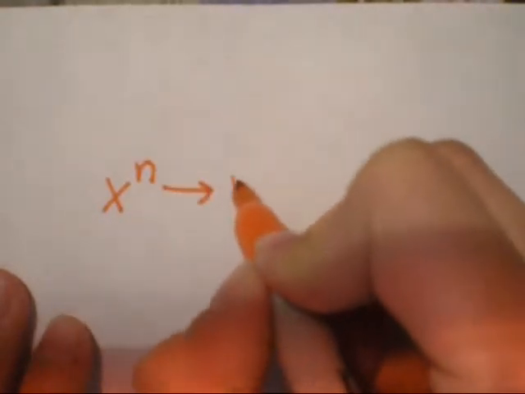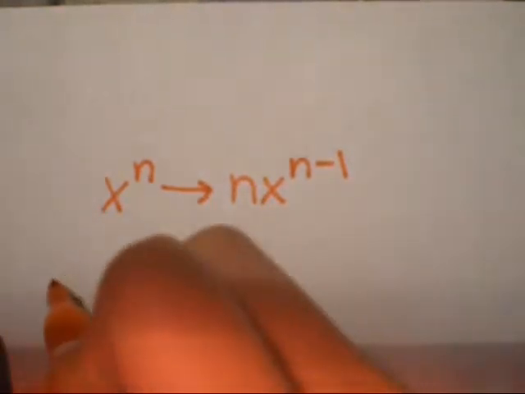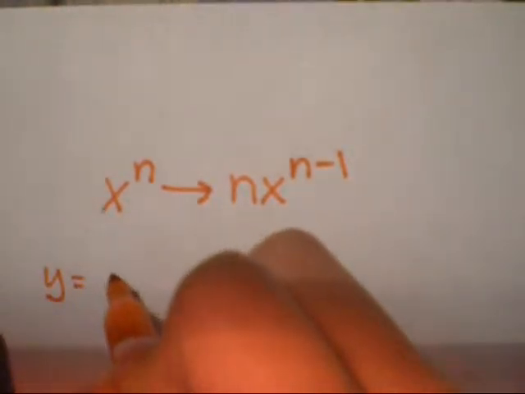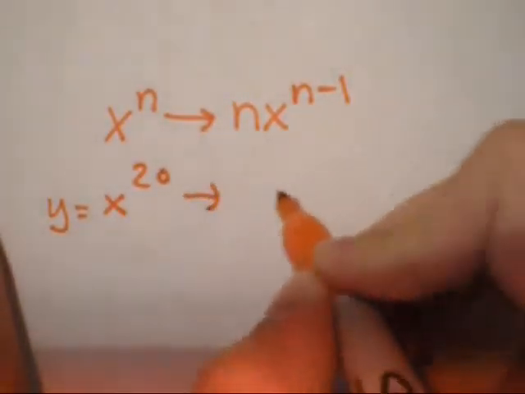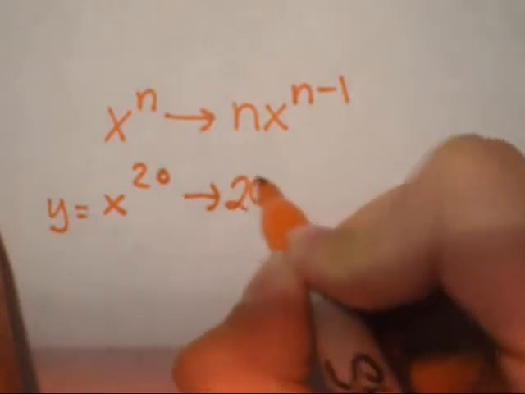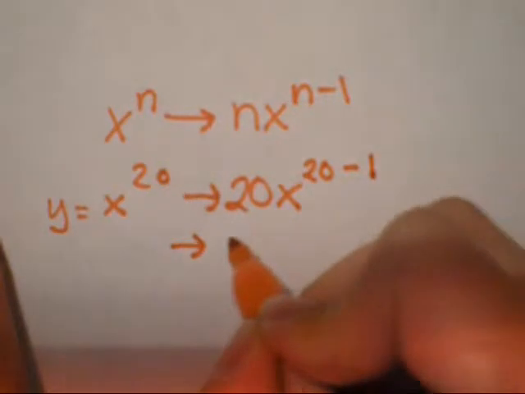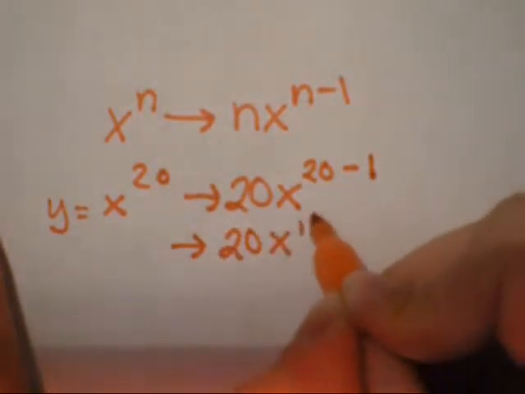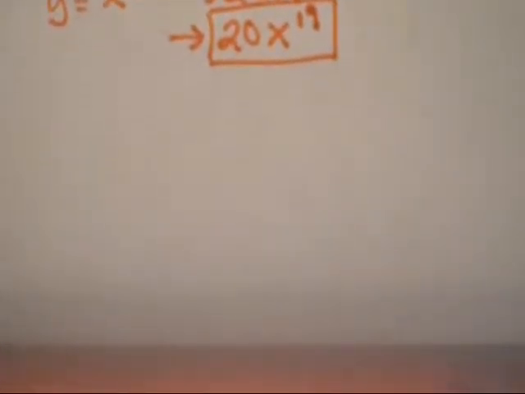Okay, so let's just work through a couple of examples, always remembering our power rule. x to the n has a derivative of n x to the n minus 1. So our first example, we have y equals x to the 20. Then our derivative would just be 20x to the 20 minus 1, and that would give us 20x to the 19. That would be our answer, right?